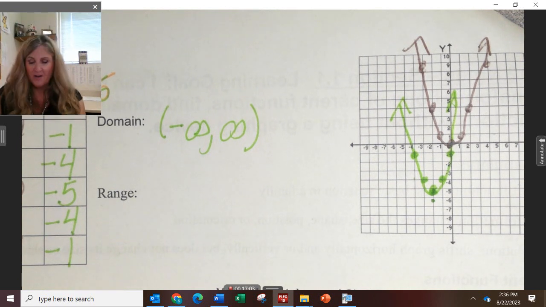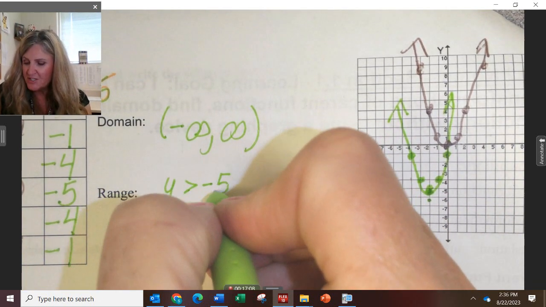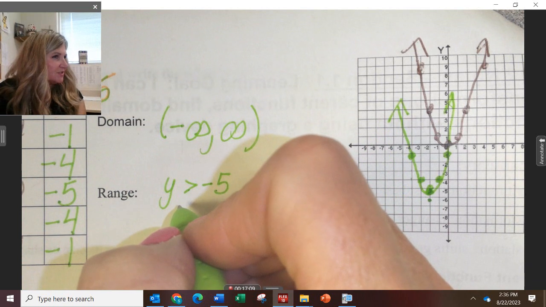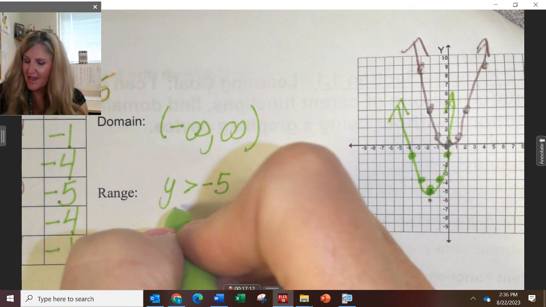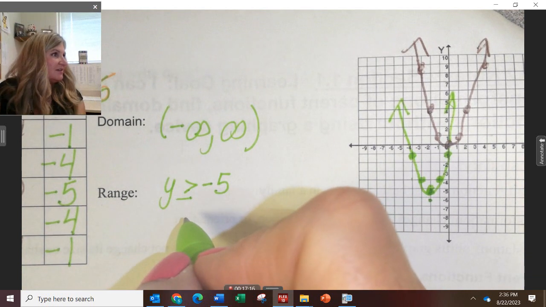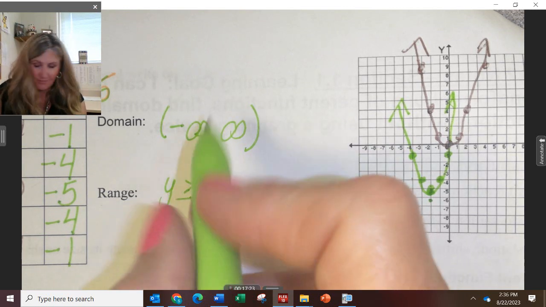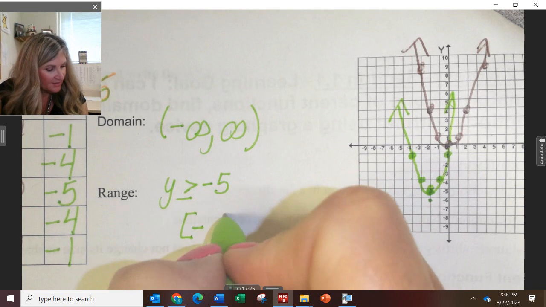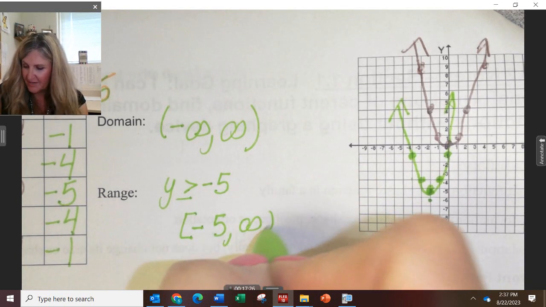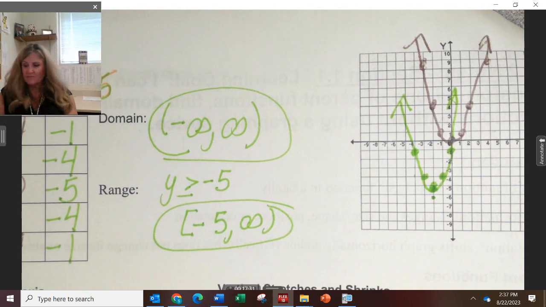Good job. Okay, that would be as an inequality. You could write it like that. Would it just be greater than or equal to? Equal to, yeah. That would be as an inequality. So what about interval notation? Do I use a bracket or parenthesis? What do you think, Natalie? Bracket. So we're going to go -5 to infinity with a bracket. Okay?